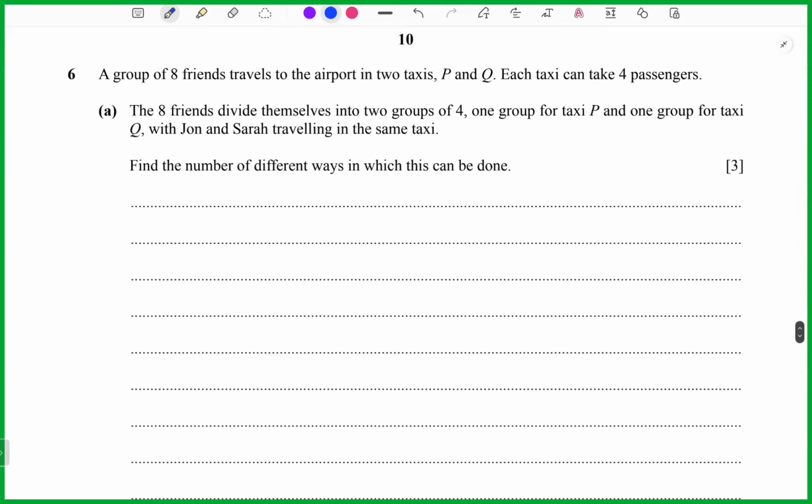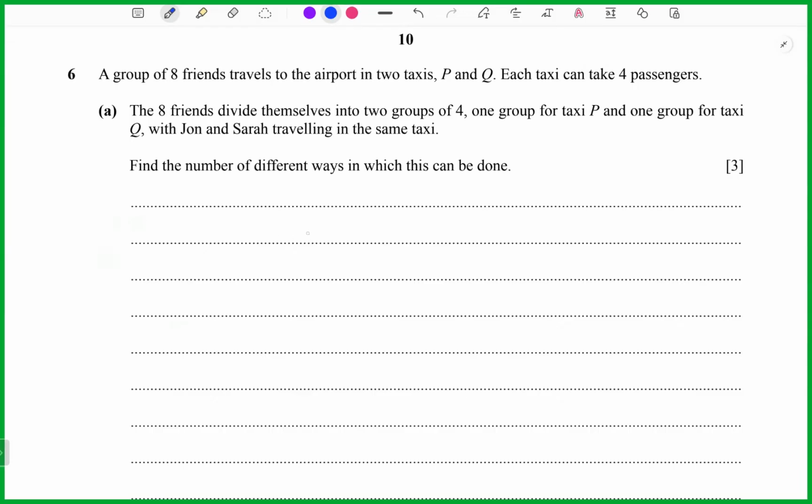Question 6 is a permutations or combinations question. A group of 8 friends travel to the airport in 2 taxis, P and Q. Each taxi can take 4 passengers. So the 8 friends divide themselves into 2 groups of 4, one group for taxi P and one group for taxi Q, with John and Sarah traveling in the same taxi. Find the number of different ways in which this can be done.